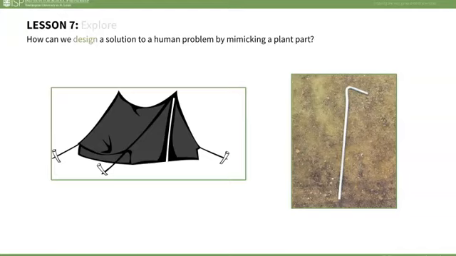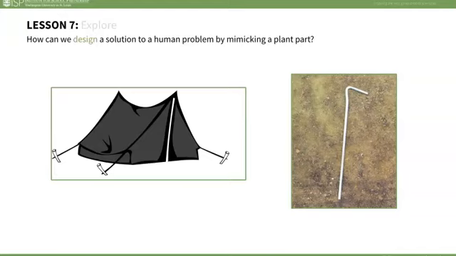Remind students that biomimicry involves making designs or making products better by getting inspiration from nature. Tell students that we can get inspired by roots, which help anchor a plant, in order to make a better tent stake that can withstand the pull of wind.